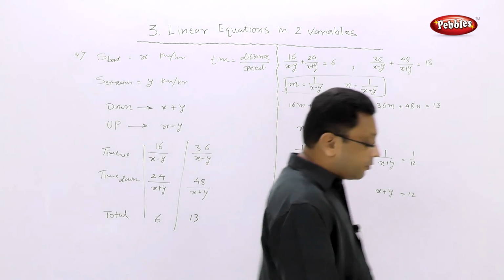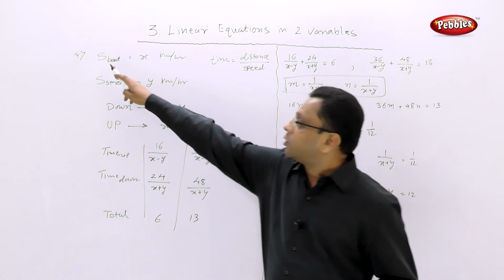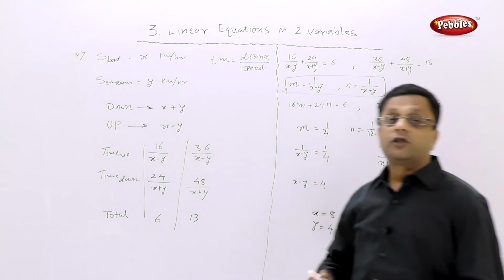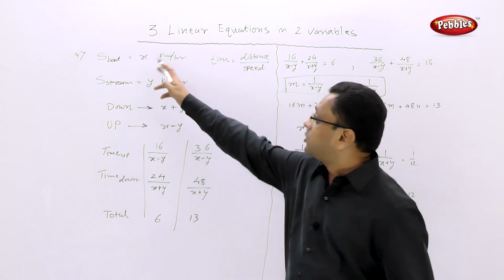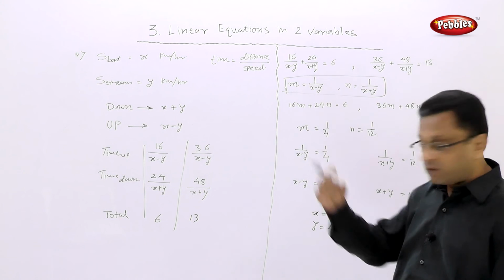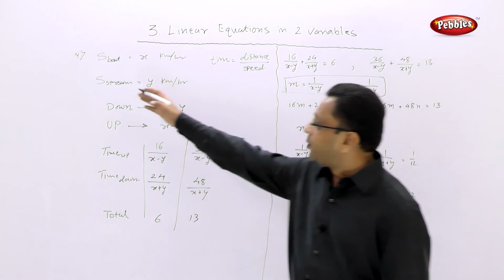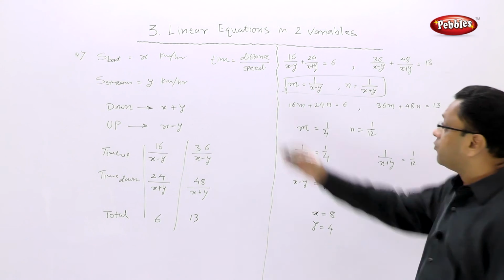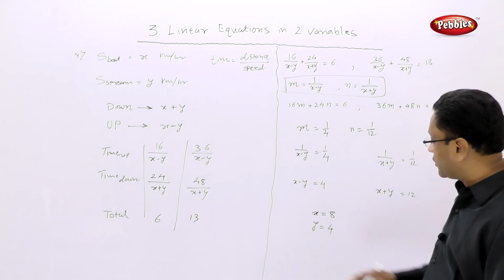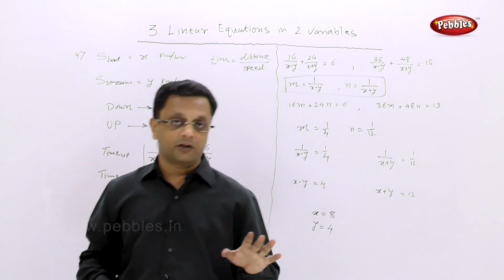So what will be your answer? What we assumed: the speed of the boat in still water is x kilometers per hour. So your answer will be the speed of the boat in still water is 8 kilometers per hour and the speed of the stream is y kilometers per hour. That is, the speed of the stream is 4 kilometers per hour. That will be your final answer.